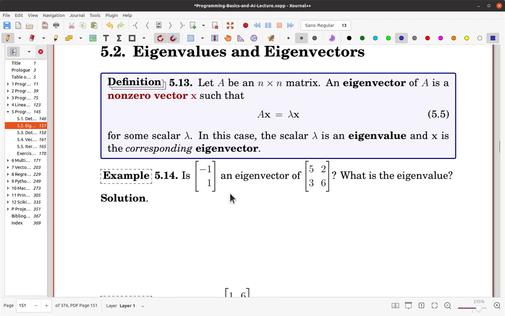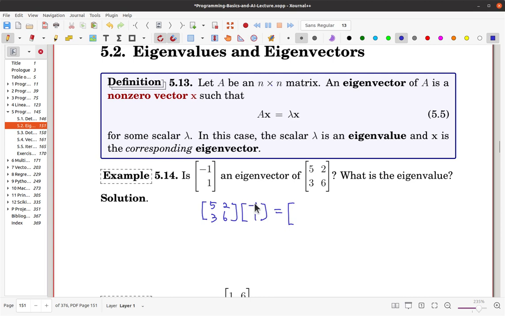Is this vector an eigenvector of the matrix? What is the eigenvalue? For this vector to be an eigenvector of the matrix, it should satisfy the equation Ax equals lambda x. So we try to get the product. The matrix is now 5, 2, 3, 6, and the vector is -1 and 1.